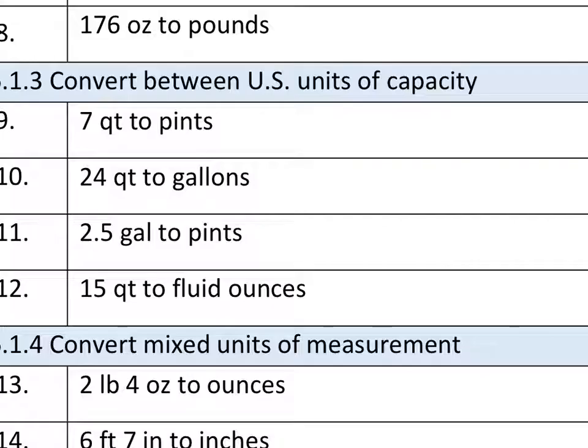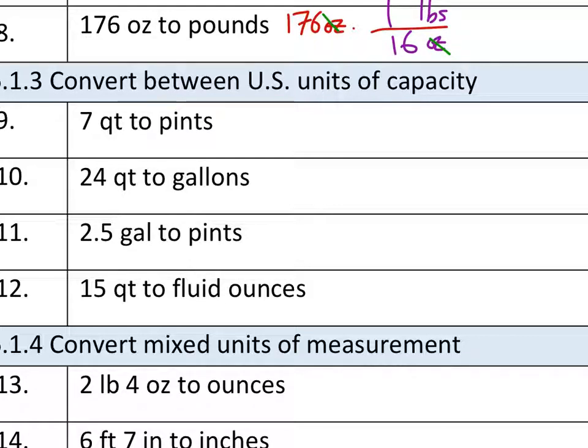All right. 176 ounces to pounds. So we got 176 ounces, and we can convert this directly into pounds. So we'll divide the ounces so that the ounces will cancel out. But we know that 1 pound is the same as 16 ounces.